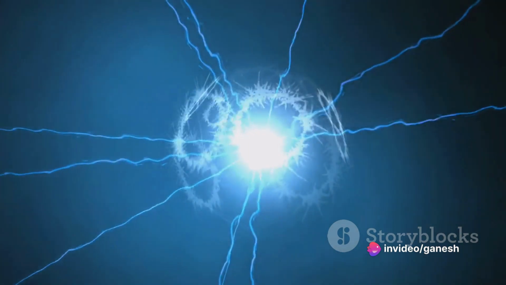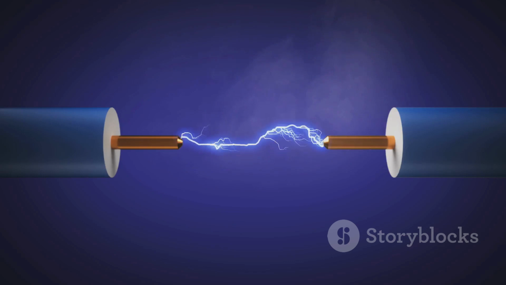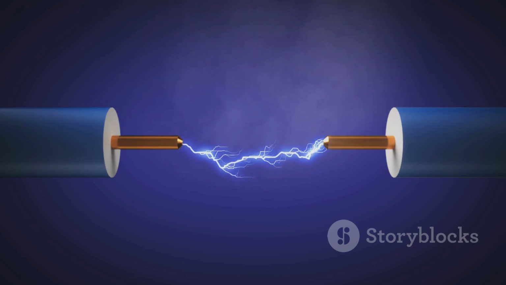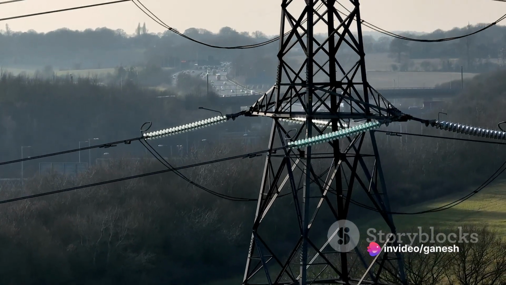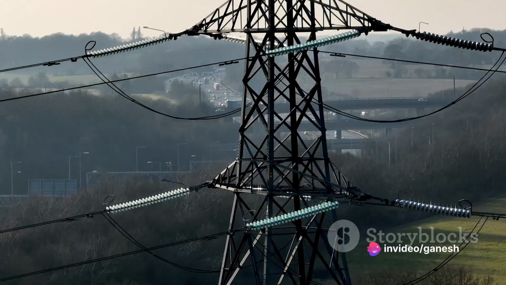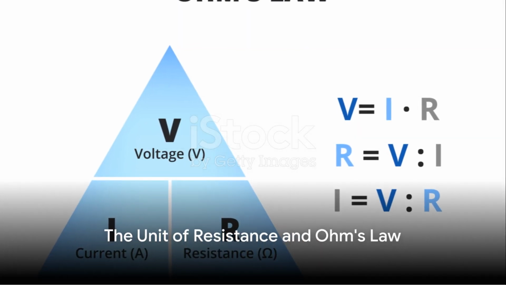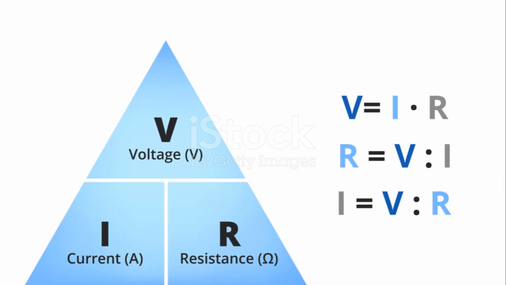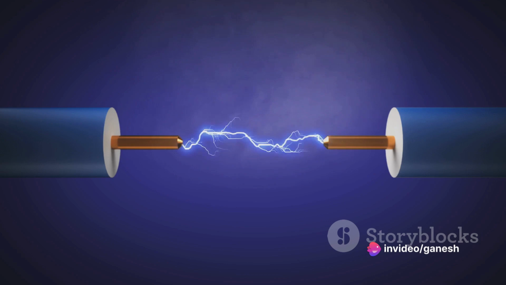Electrical resistance is deeply intertwined with two other fundamental concepts: current and voltage. Voltage is the force that pushes the current through a circuit, while the current is the flow of electric charge. The more resistance there is, the more voltage you'll need to get the same amount of current to flow. The unit of resistance is the ohm, symbolized by the Greek letter omega. You could think of it as a measure of how much a material opposes the flow of electricity.